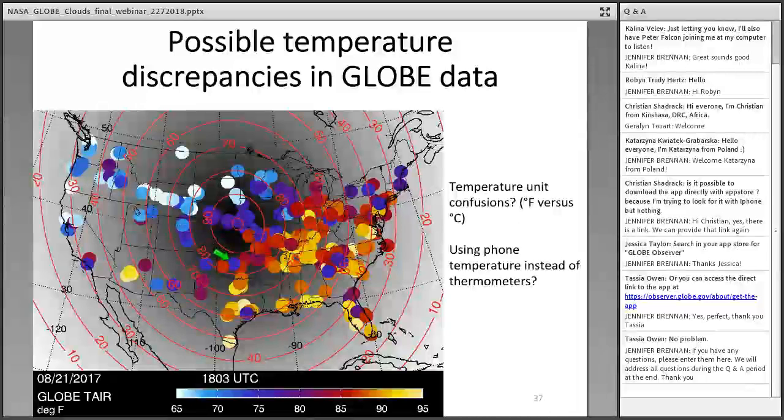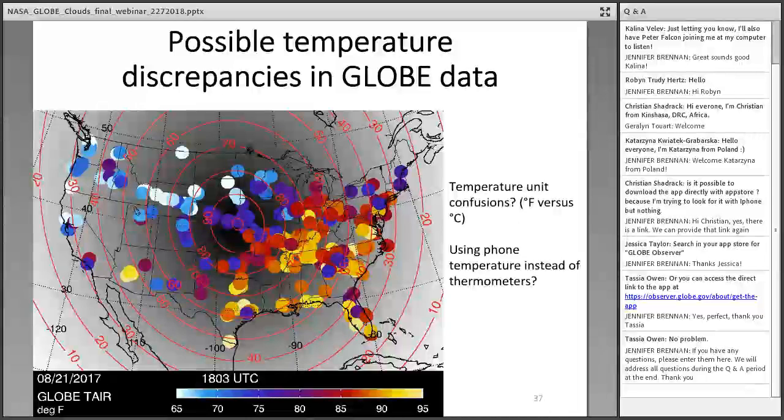There are other places around the U.S. that you can look at as well. You might look at southeast Texas, for example. This is middle of the day, middle of August. You probably don't expect a temperature of 75 to 80 degrees Fahrenheit occurring in Houston at this particular time. So there's probably an error of some kind here in this temperature observation.